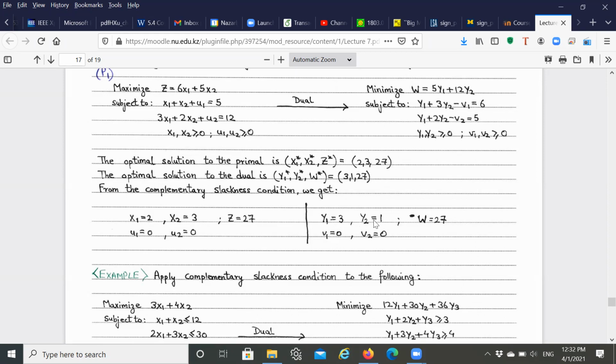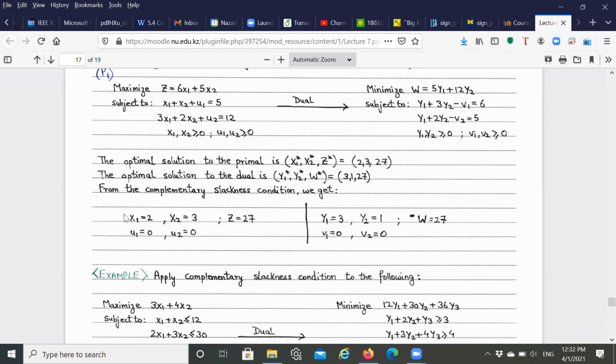Similarly, since y1 and y2 are the basic variables in the dual, their corresponding slack variables in the primal should be equal to 0. And we see u1 is equal to 0, u2 is equal to 0. And with this condition said, we see that actually the complementary slackness condition holds. Okay? Is it clear?